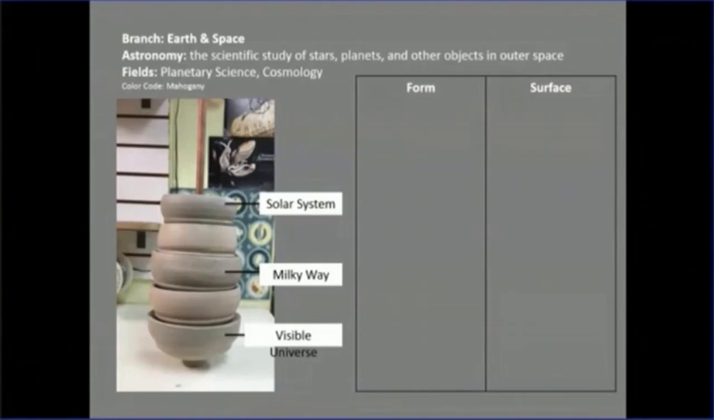For the field of astronomy, the scientific study of stars, planets, and other objects in outer space, just a few fields that are included in astronomy are planetary science and cosmology. Its color code would be mahogany, okay? Pretty rich color. So we know the color that this part of the piece is going to be.